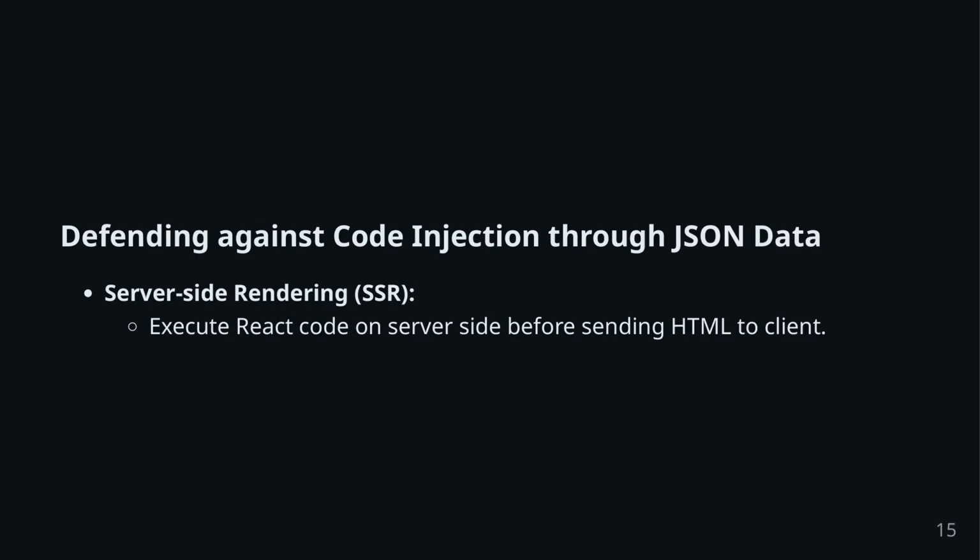In this slide, we will discuss a critical strategy for defending against code injection through JSON data, specifically focusing on server-side rendering (SSR). SSR involves executing your React code on the server side and then sending the fully rendered HTML to the client. This approach helps to convert dynamic content securely on the server, minimizing the risks associated with exposing raw JSON data directly to the client. By handling the rendering process server-side, we can ensure that our data is properly sanitized and validated before being presented in the browser, thus safeguarding against potential injection attacks.